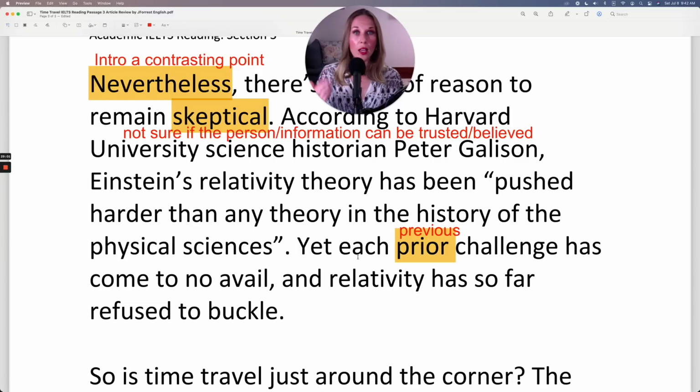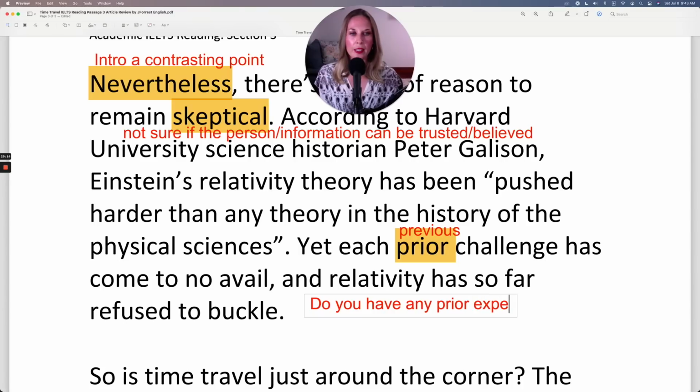So you see this a lot in job interviews. Do you have any prior experience? Do you have any previous experience? So let me write that for you. Do you have any prior experience in Excel? So Excel is a Microsoft software for organizing data. Do you have any prior experience in Excel? Do you have any previous experience? Yet each prior challenge has come to no avail.